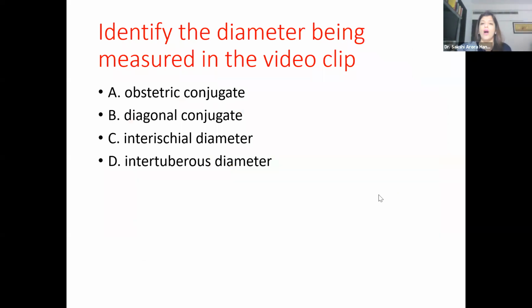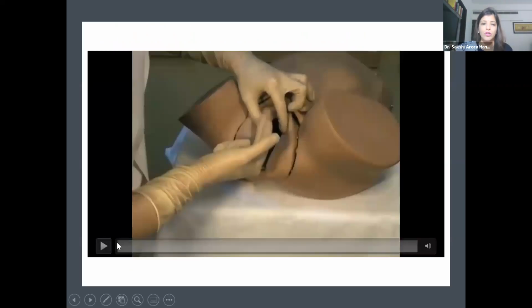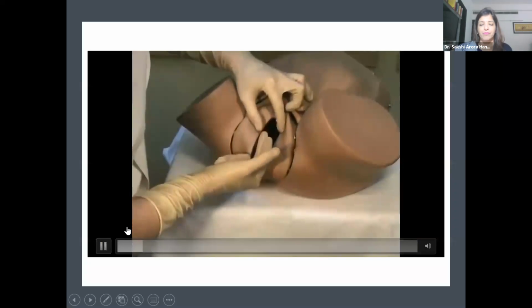Now, you have to identify the diameter being measured in the video clip. So I have this video clip over here. Look at it carefully and tell which diameter is being measured.